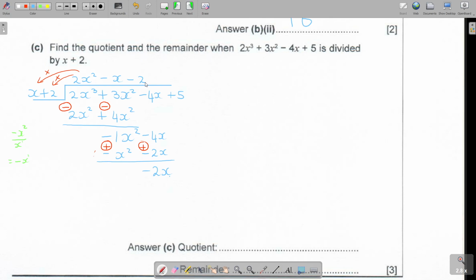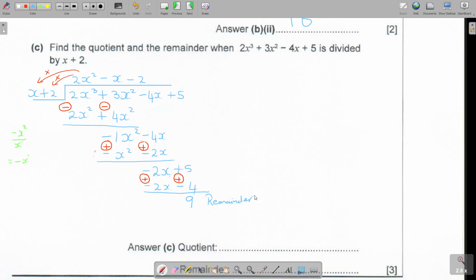I multiply, so I get negative 2x. Sometimes you forget to bring that one down. Just write in this line. That is going to be negative 4: negative 2 times 2 is negative 4. And then you can bring it down. Then don't forget to change your signs, because it's subtraction. Plus, plus. And now 5 plus 4 is 9. That's the remainder.